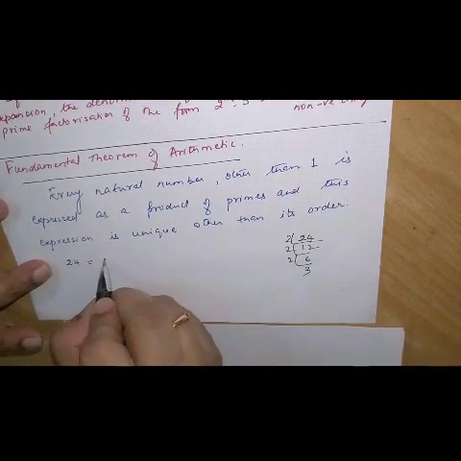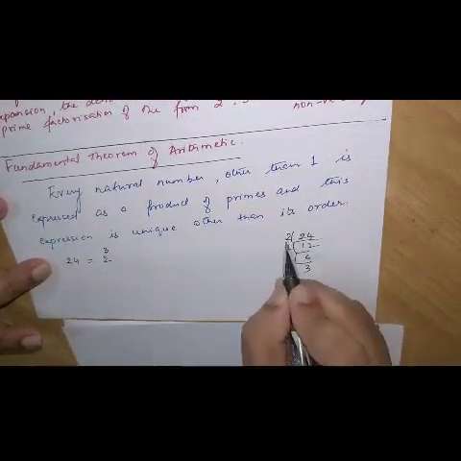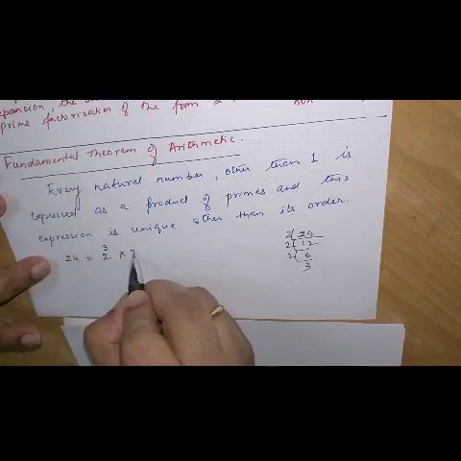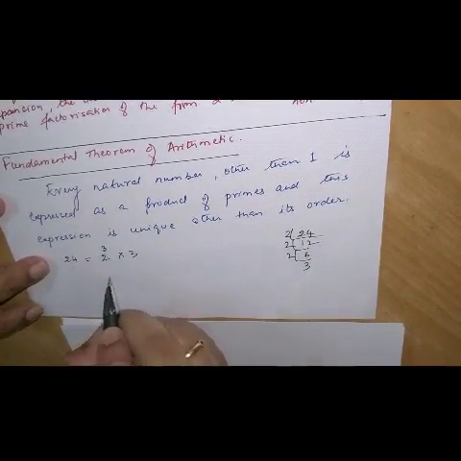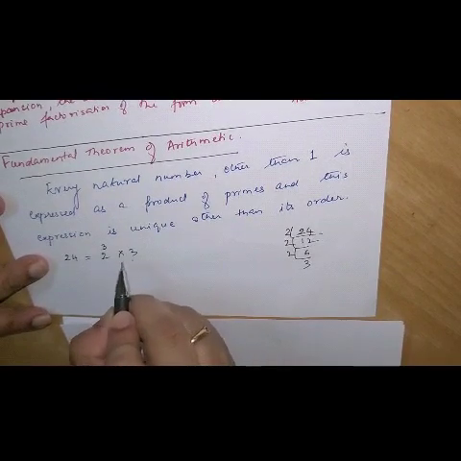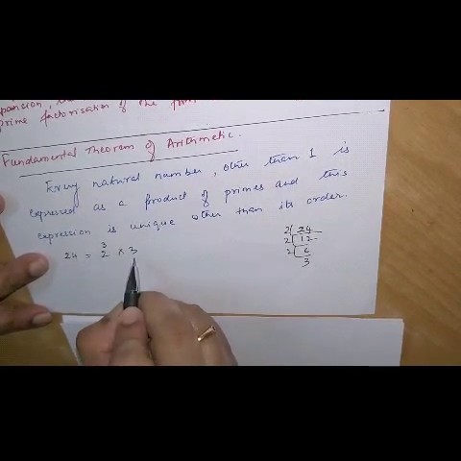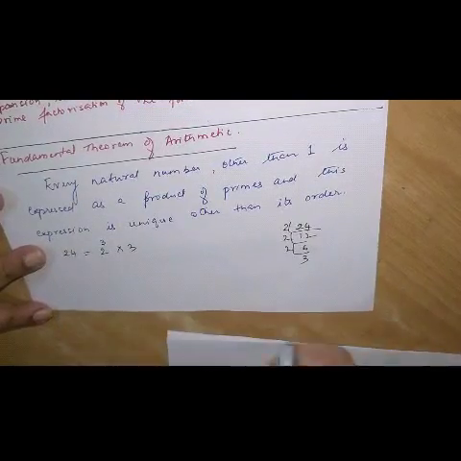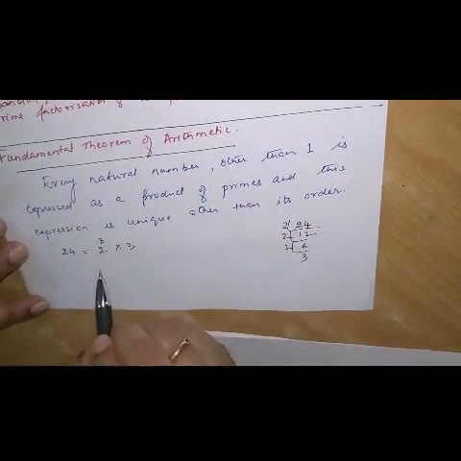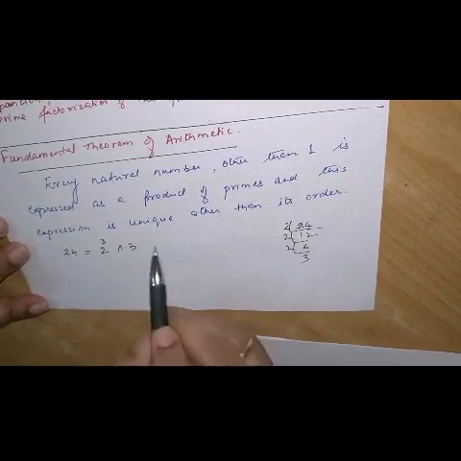Yes, so 24 can be written as 2 to the power 3 into 3, that is 2 into 2 into 2 into 3. That means 24 can be expressed as a product of prime factors 2 and 3. Take any natural number and you will find that it can be expressed as a product of primes, and it is unique.